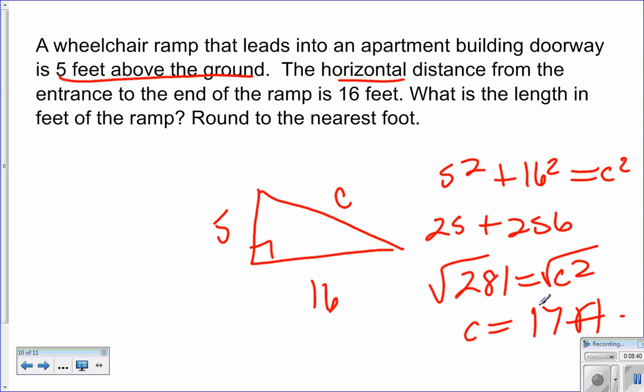You should have gotten an answer of 17 feet. 5 feet squared plus 16 feet squared, so 25 plus 256 is 281. Take the square root, you get 16.7, so you round up to 17.